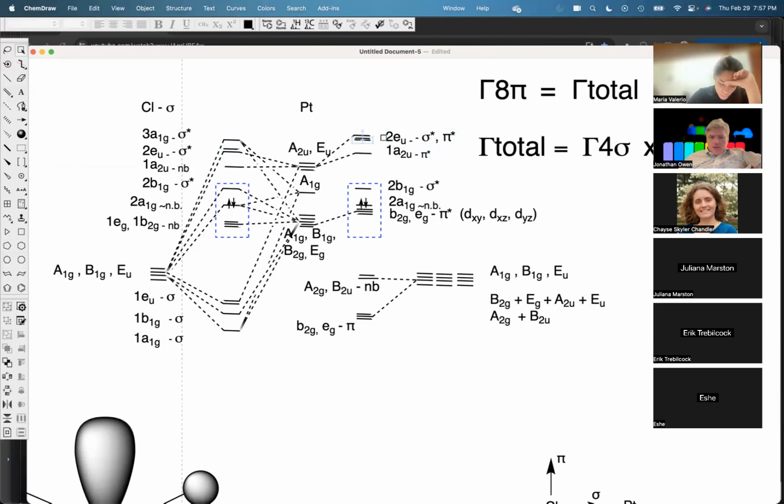Now, do I know if the 2EU goes above the 3A1G? No, I don't know that. Do I know if the B2G goes below the B1G and the A1G? I don't know that. What I do know is that this d orbital is going to get closer to this one, and the ligand field is going to shrink. And my diagram shows that.